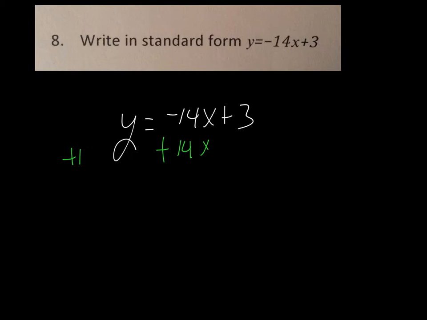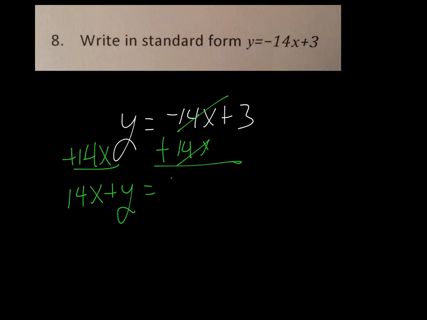All right, on this one we're also going to put it in standard form. It's just a little different. Y equals negative 14x plus 3. I'm going to add the 14x to both sides. Now notice x and y are not the same, so I can't add those together, so I'm just going to put them side by side. Y happens to be positive, and bring down your 3, and there you go. There's your ax plus by equals c.